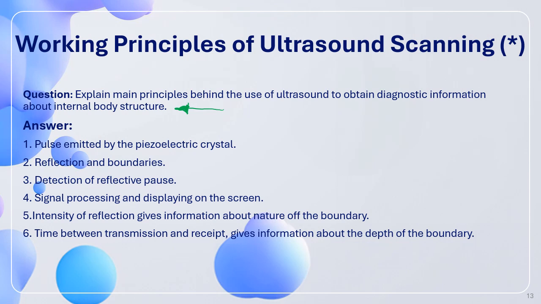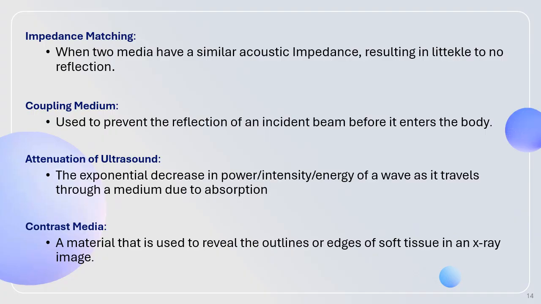So the answer you'd write is, first of all, a pulse is emitted by the piezoelectric crystal, right? And then the pulse is reflected at boundaries. It comes back. We detect the reflected pulse, and then the signal is processed and displayed on the screen. Right? Intensity of reflection gives information about the nature of the boundary, and then time between transmission and receipt gives information about the depth of the boundary. We just discussed that in the previous slide.